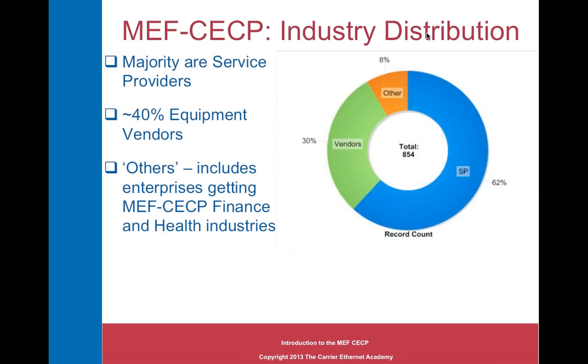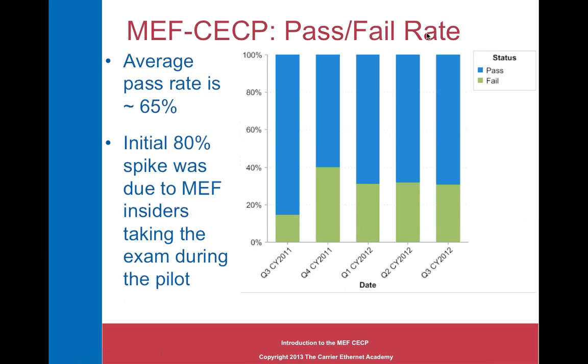So the service providers, typically being larger companies with a larger technical sales force, are the folks that are taking advantage of this program and making it part of their career development and formal education program inside of their own company. So the total as of the end of May was 854 CECPs total around the world. The average pass rate, I mentioned, it's not 100%, so it is a very rigorous technical examination to pass the CECP, and the average pass rate over the years, and I couldn't find a new version of this particular chart, so it goes back to the end of last year, was about 65% overall, quarter in, quarter out.